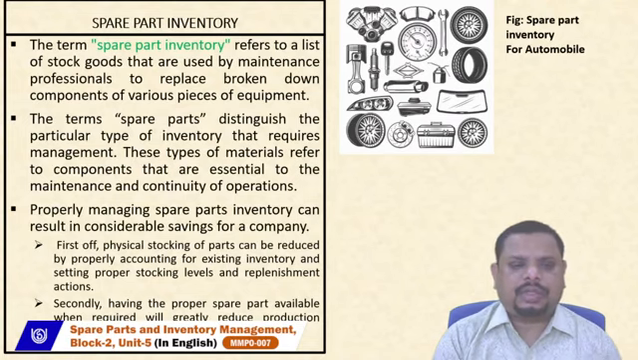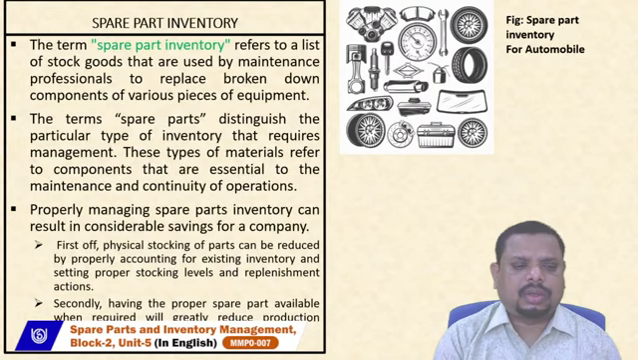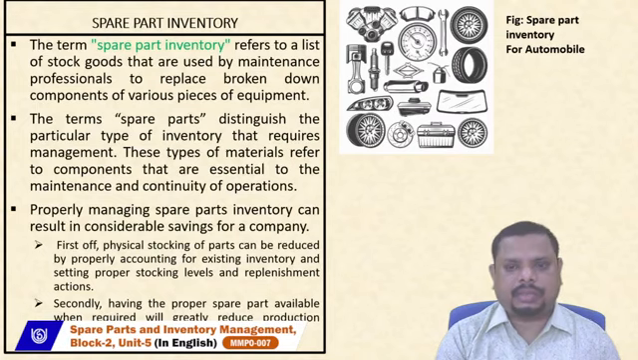If you go for the physical stock of parts, it can be reduced by properly accounting for existing inventory. That is why it is the duty of the store managers. They can assign a number of supervisors to go for physical investigation of stocks. And if any stock is minimized or not available, they immediately inform the higher authorities. So the first point is that the physical stock of the parts can be reduced by properly accounting for existing inventories, setting proper stocking levels, and taking replacement actions.